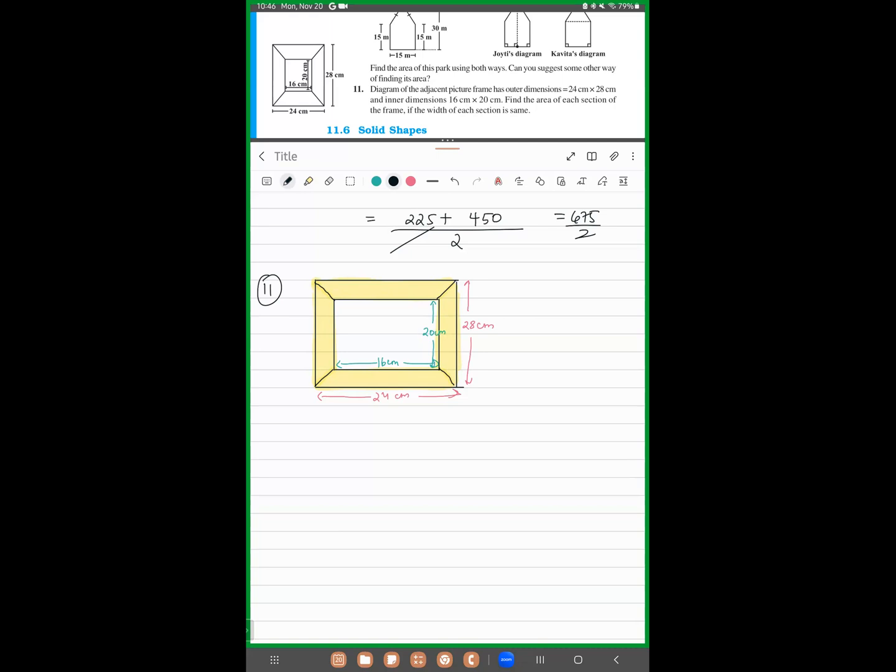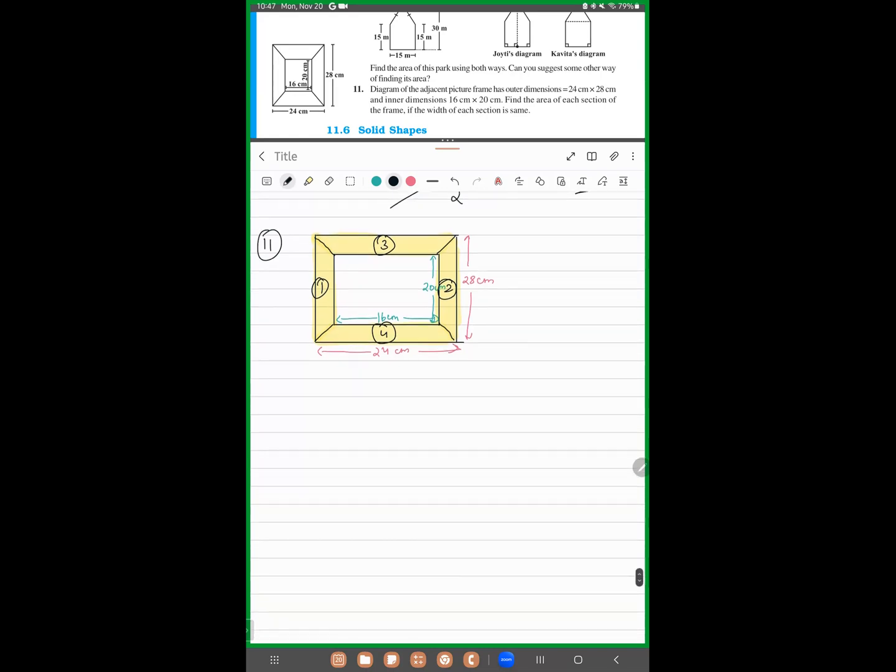So you have to find the area of these trapeziums. See, area of the first trapezium and the second trapezium is going to be the same. Area of the third one is going to be the same as the area of the fourth one. So let's start finding. I'm just going to clear this.